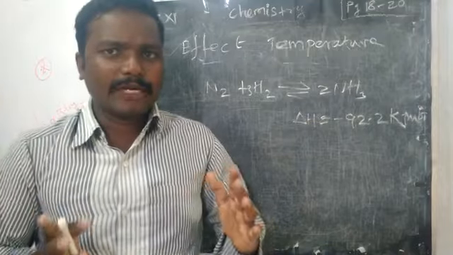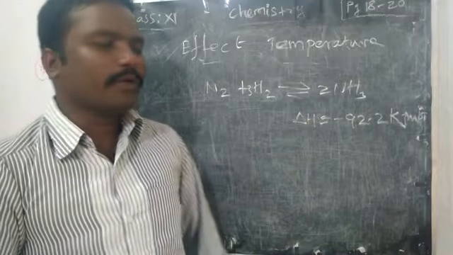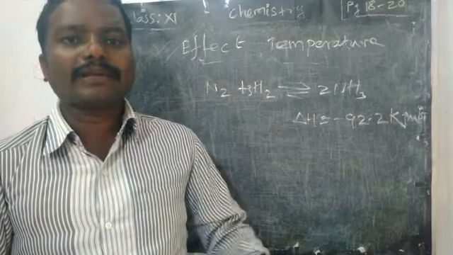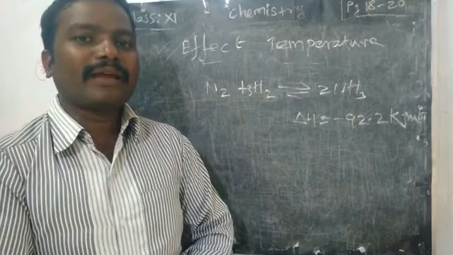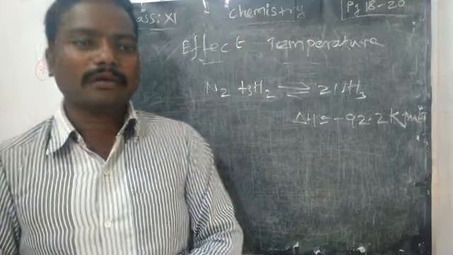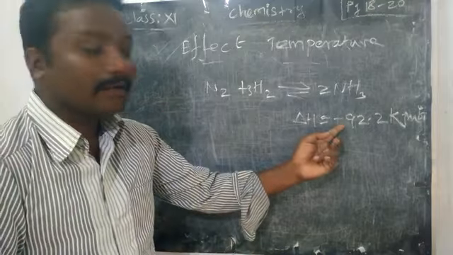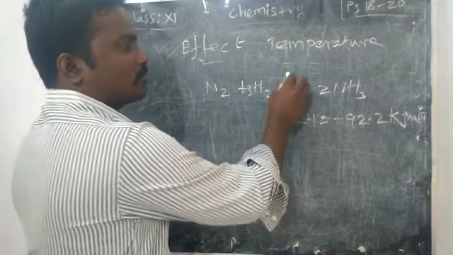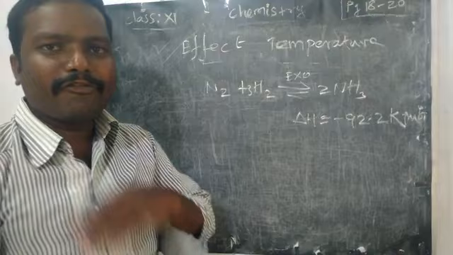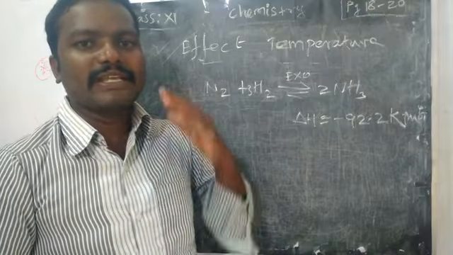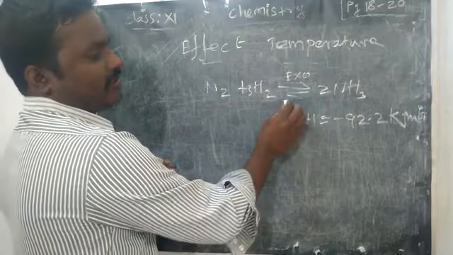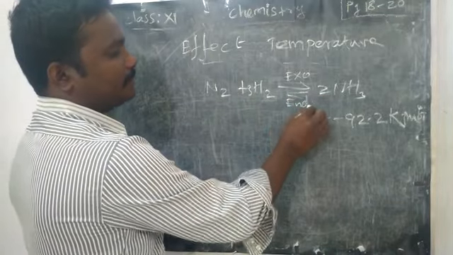Why, sir, are we particularly writing the delta H value here? Because if you know the delta H value, we can know whether the forward reaction is endothermic or exothermic. The forward reaction has a negative delta H value, so that is an exothermic reaction. When the forward reaction in equilibrium is exothermic, the reverse reaction becomes endothermic.